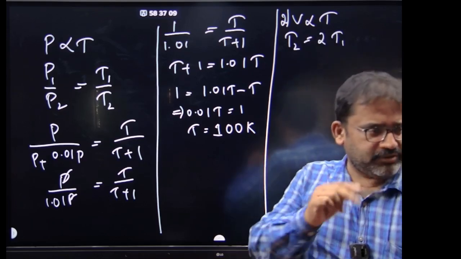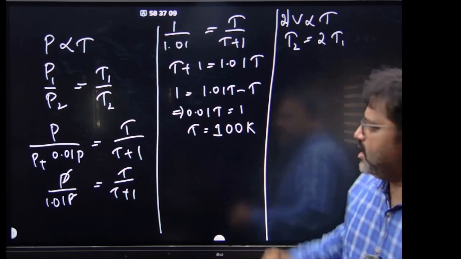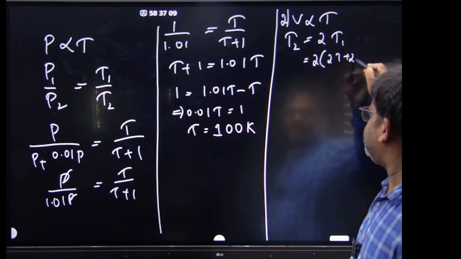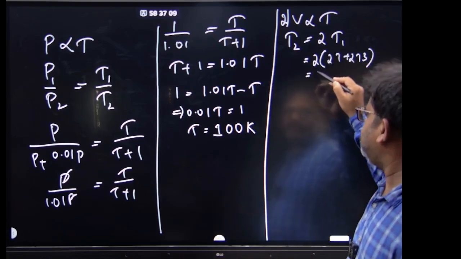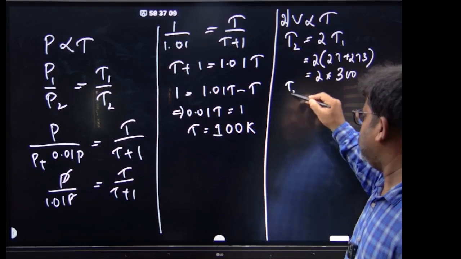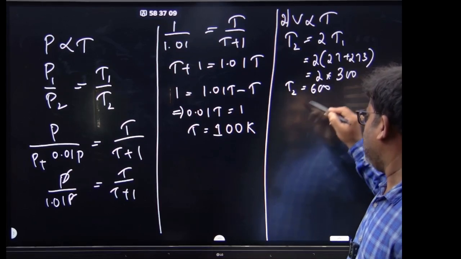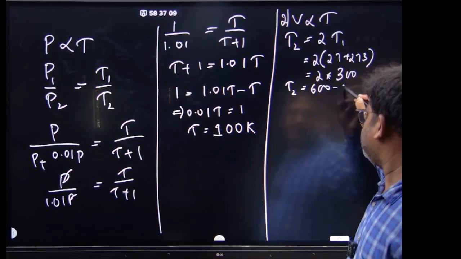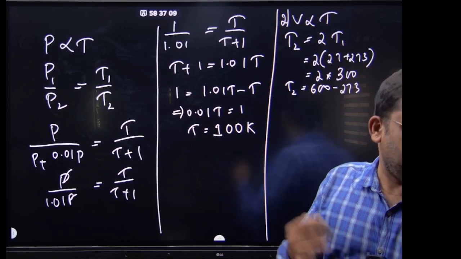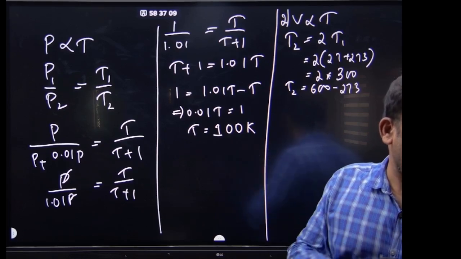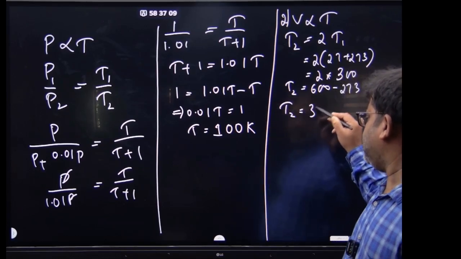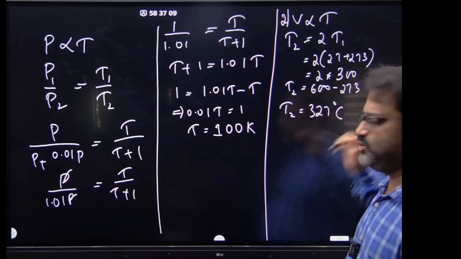Okay, now, but what is T1? It is 27 degrees Celsius. Convert that in terms of Kelvin. That will give me 27 plus 273, which is nothing but 300. So that means T2 is equal to 600. And in terms of degrees Celsius, I can get it by subtracting 273 from 600. So T2 is equal to 327 degrees Celsius.